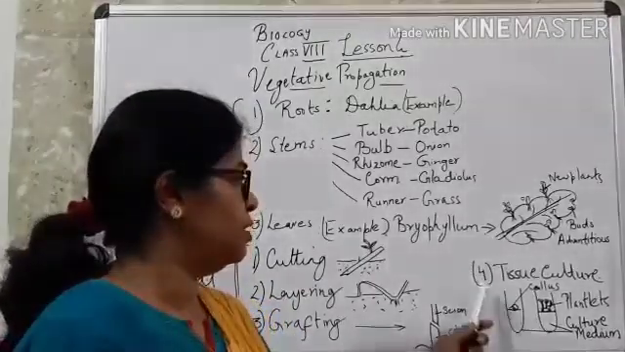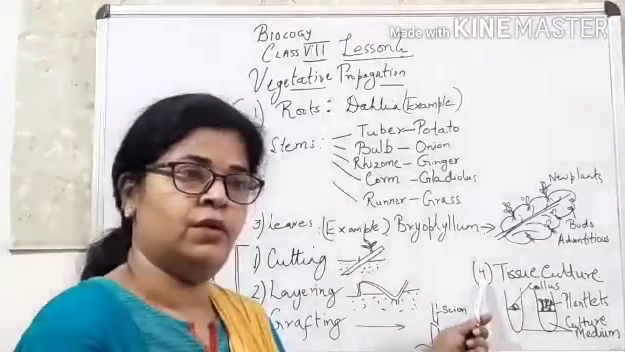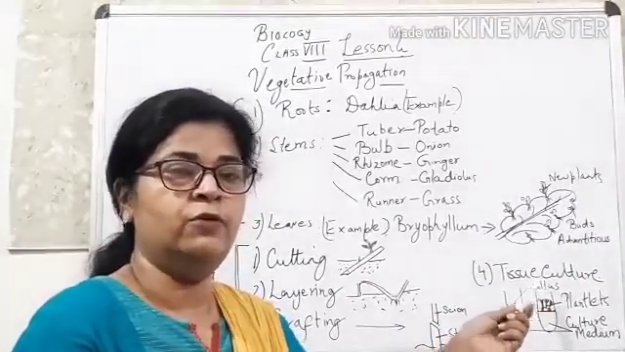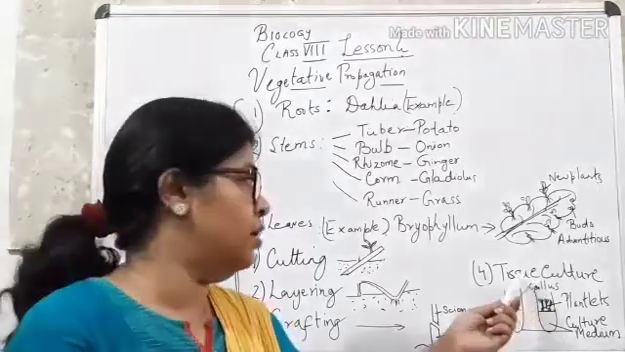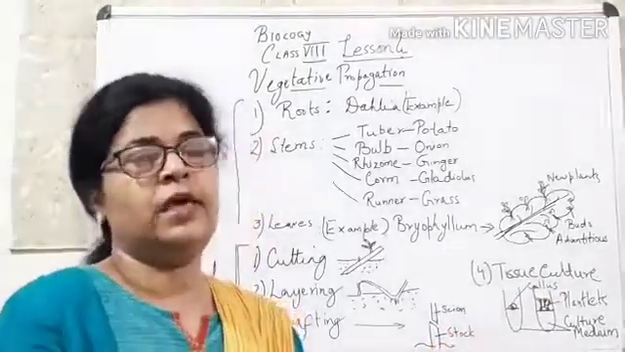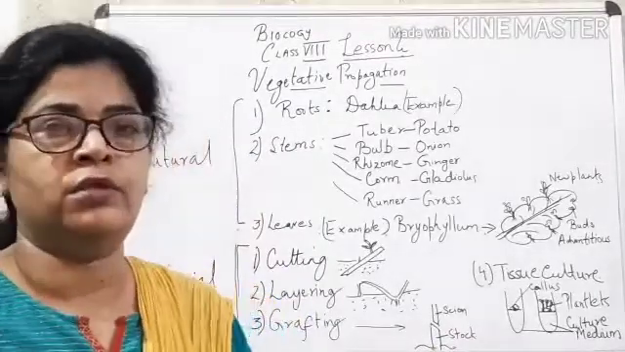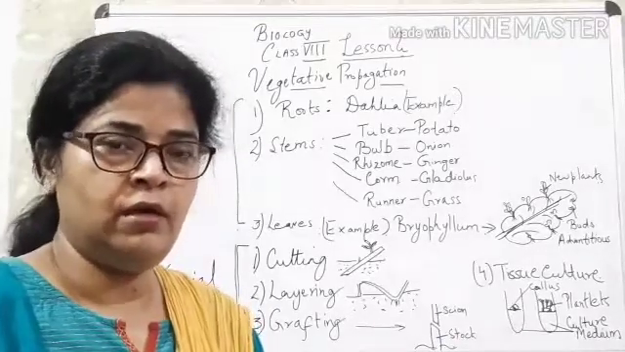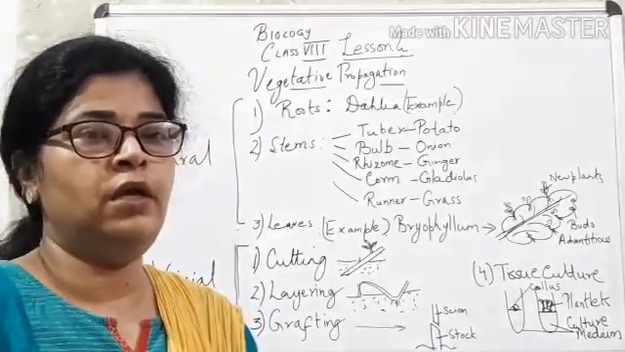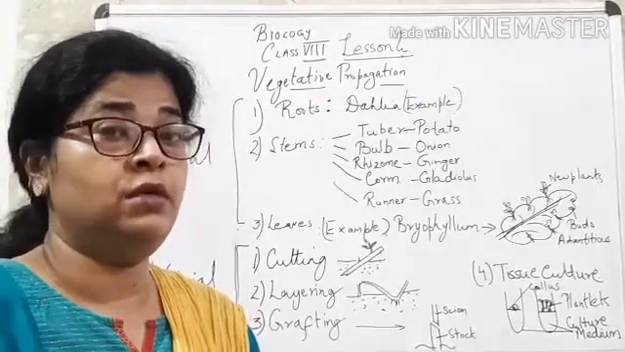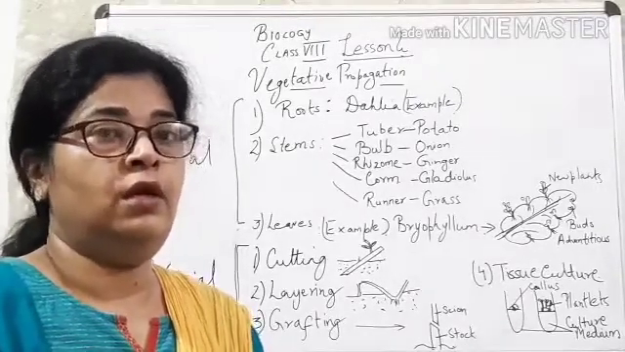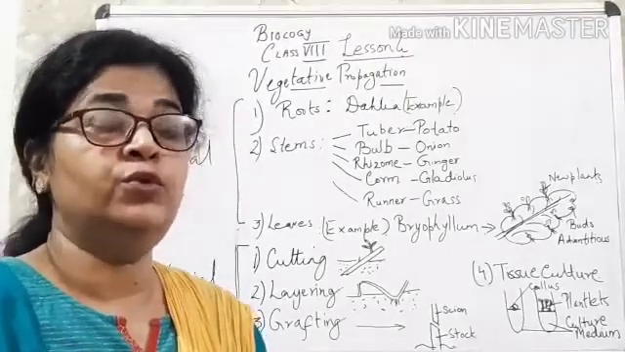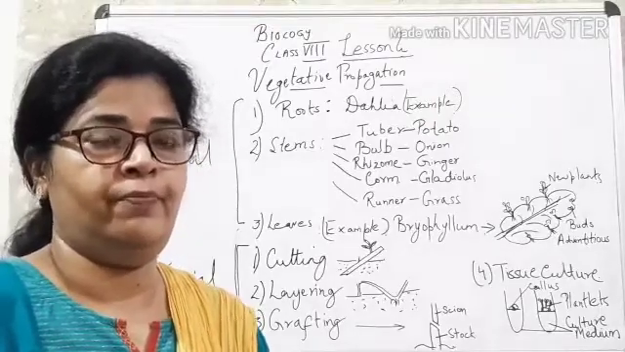Then the last method of artificial vegetative propagation. This method is totally a scientific method used in laboratory conditions called as tissue culture. In this, any vegetative part of the plant, root, stem, leaf, is removed from the parent plant and it is put in aseptic conditions, totally sterilized conditions in laboratory in a test tube or a beaker, and provided with nutrient medium, growth medium.